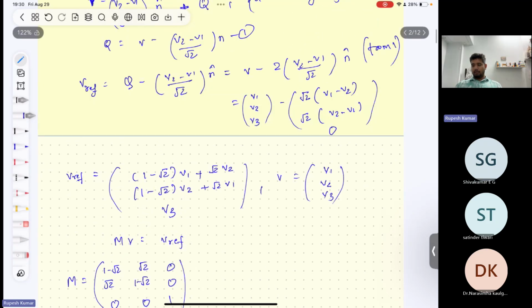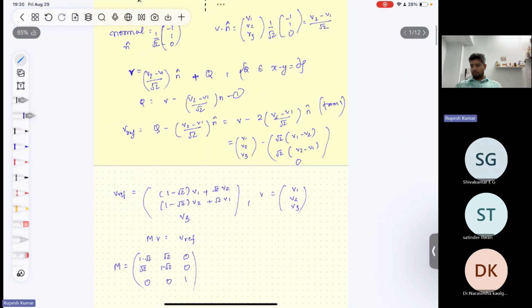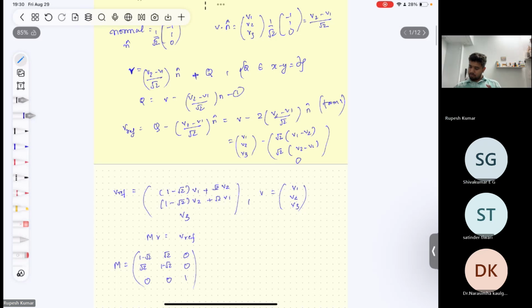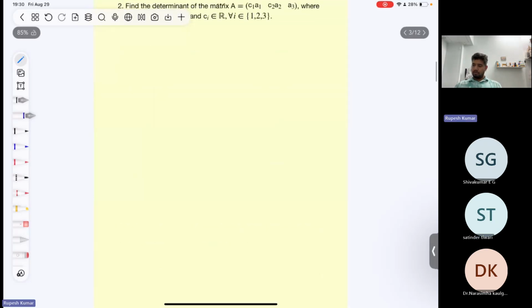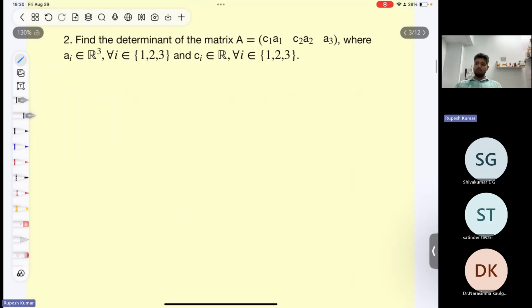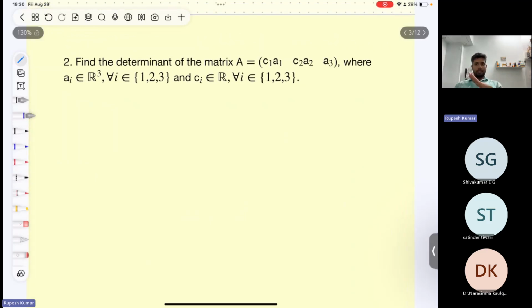Is this right? Am I missing something? Just tell me, or we shall proceed with the next problem. Fine, everyone. Can we proceed to the next problem? Yes, sir. Fine. So the important thing here was how to think of the reflection along the plane passing through the origin.